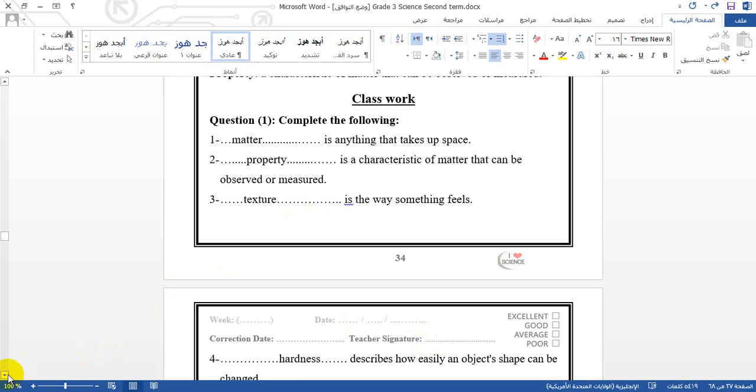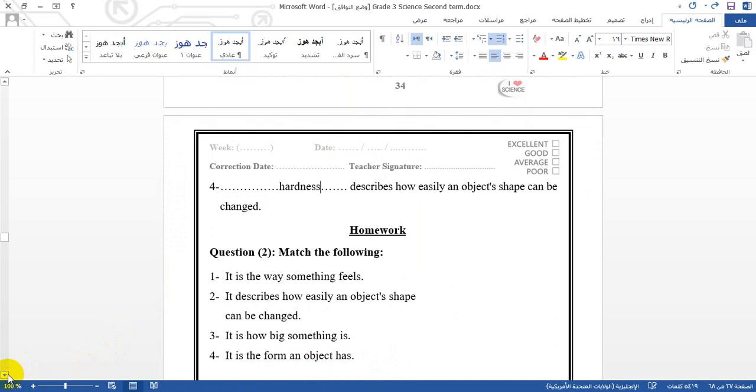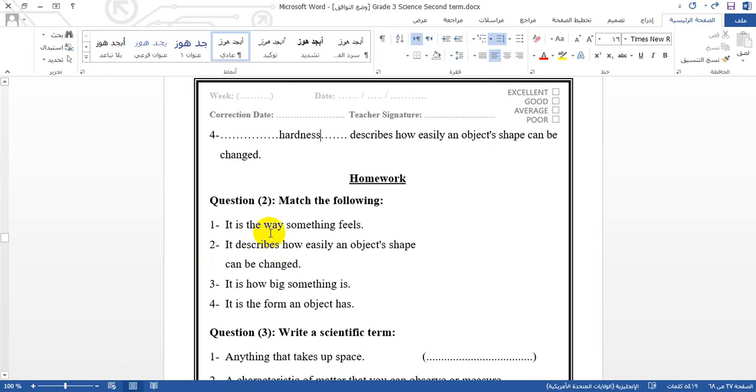Okay guys, let's go now to the homework. We are still on page 34. Keep solving on page 34. Question number 2: match the following. It's the way something feels. Oh, sorry, there's a mistake here, I think. My soft copy of the booklet does not have all the pages correct, by the way. For that reason, I will solve with you by adding the letters here.